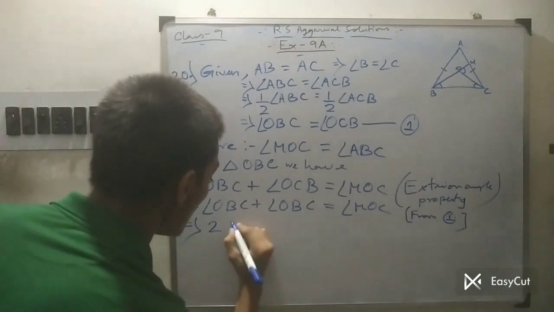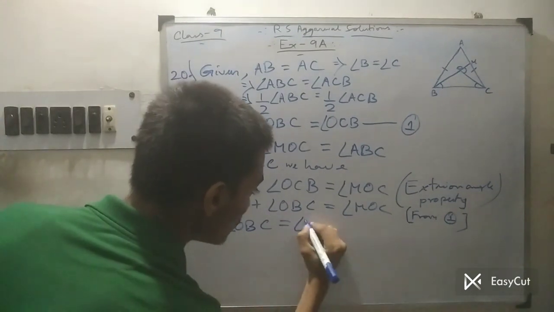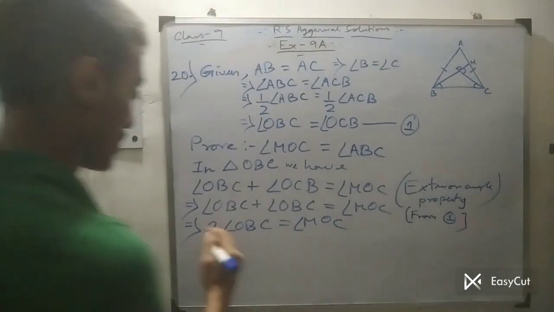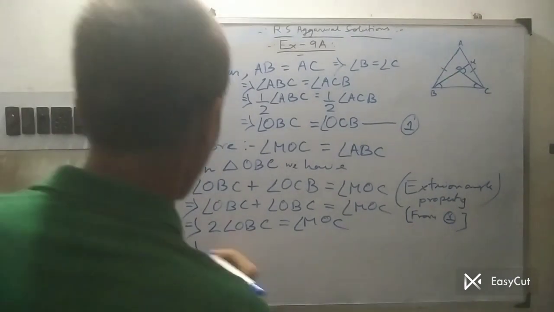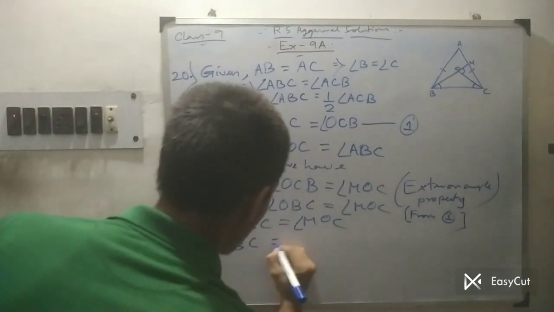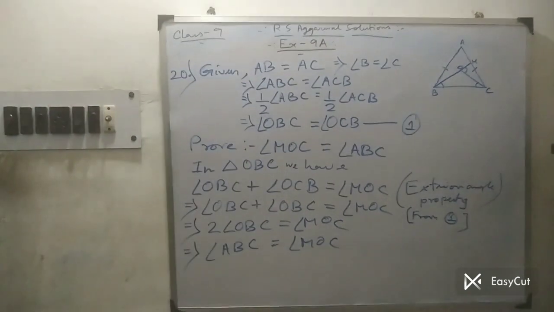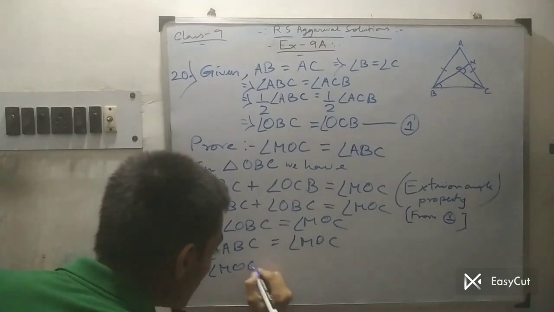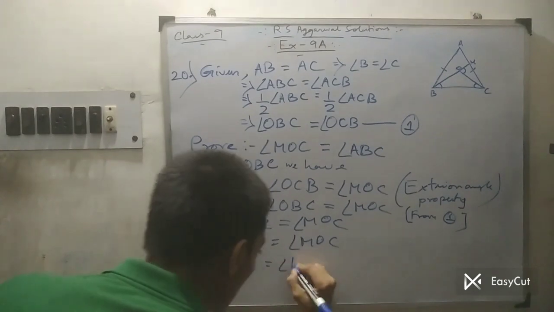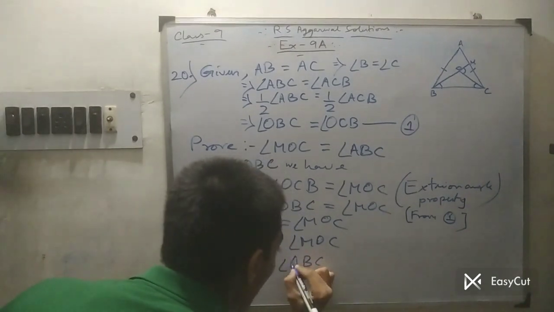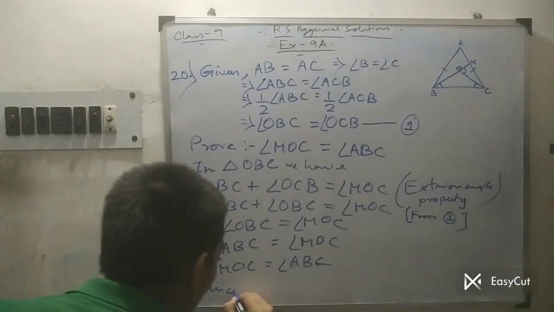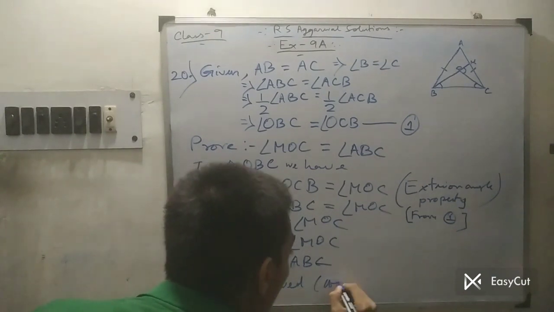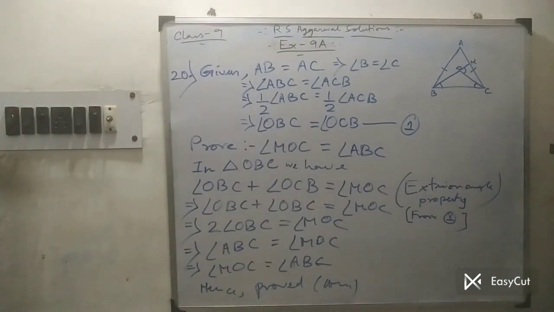Now 2 OBC is equal to MOC. Now what is 2 OBC? ABC is equal to MOC. That is, MOC is equal to ABC. Hence, proved. Okay. Now we will do the next sum number.